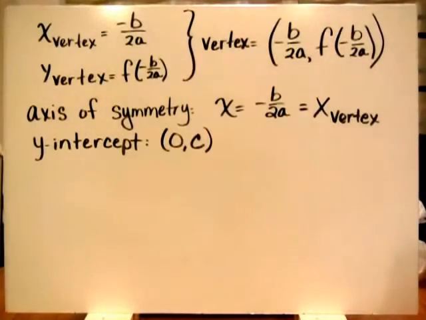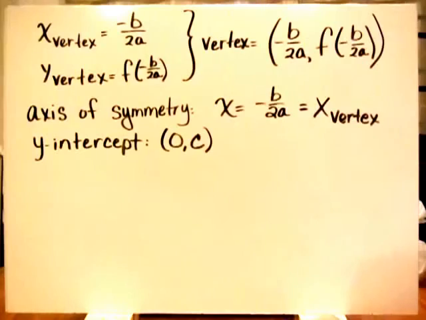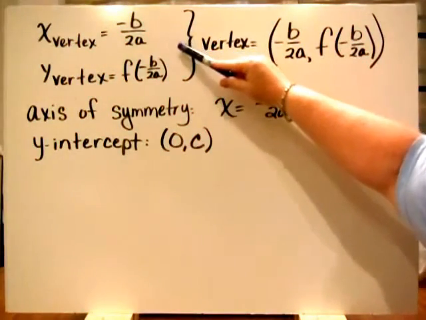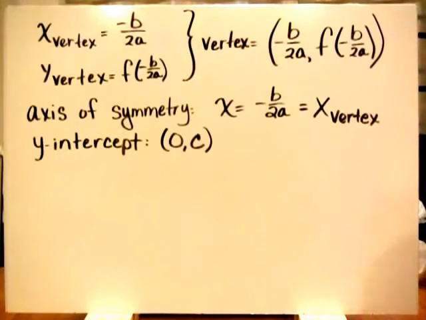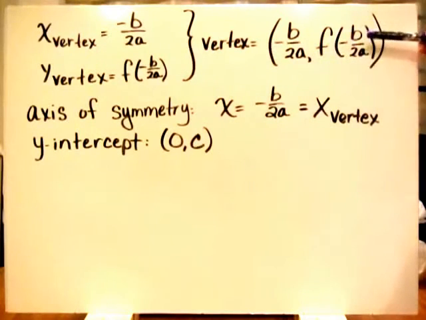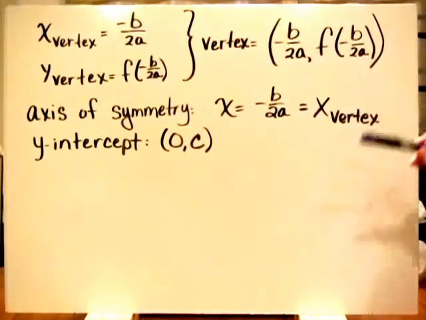To calculate these by hand, you use the a, b, and c from your standard form of the quadratic. The x of the vertex is negative b over 2a. The y of the vertex is f of negative b over 2a. So that means your vertex would be the point negative b over 2a, f of negative b over 2a. And we'll talk in just a minute about how you calculate that.